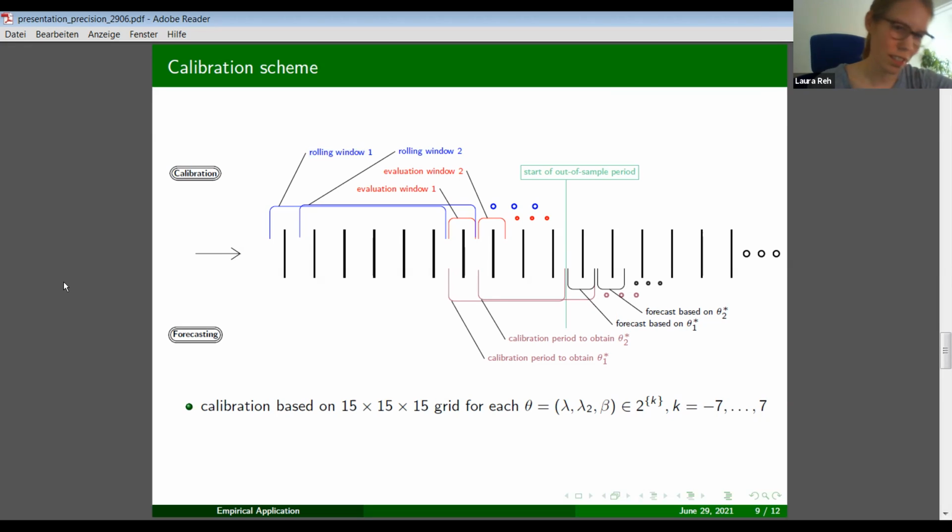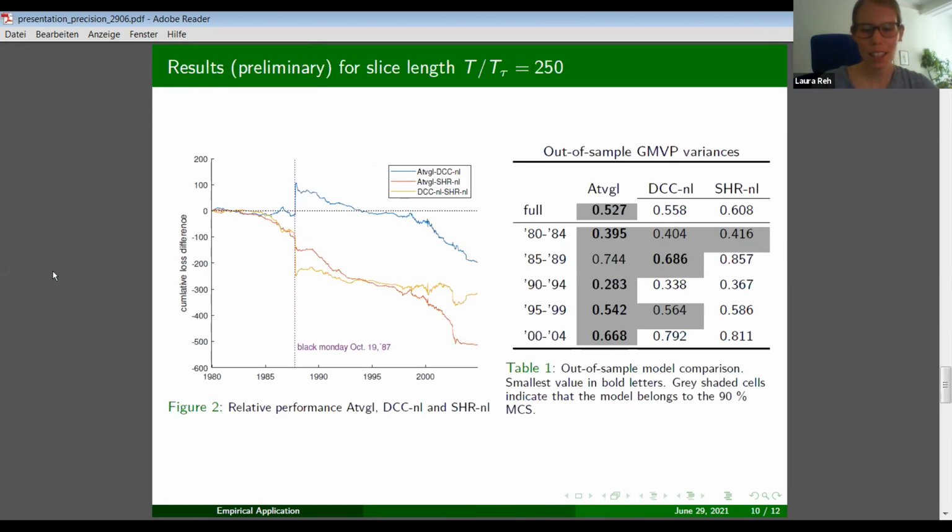Okay, so what does the timing say? Okay, maybe 30 seconds. Just a quick glance at our results. They are preliminary. We had a shutdown with our high performance computer at the university, so I can only show you results until the end of 2004.